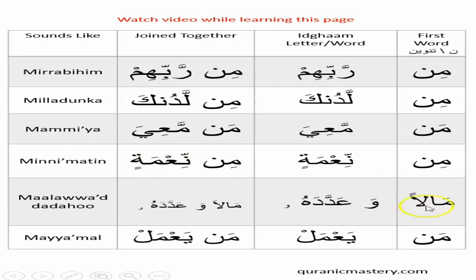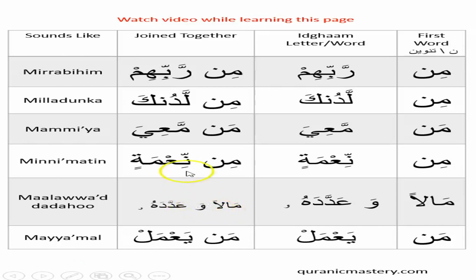This example has been given with a tanween. The tanween has the noon sound at the end. This is malan, and then wa 'adadah. Remember, this is the diminutive madd of the dhamma, so it's like a waw at the end. The way we will join it in is that we go into the waw. Malan wa 'adadah. Now if you notice, this waw doesn't have a shadda.